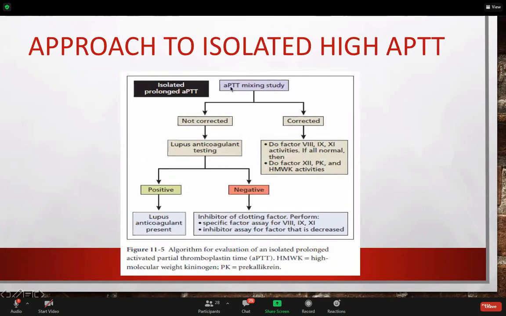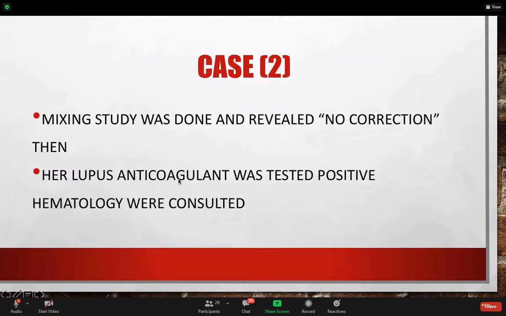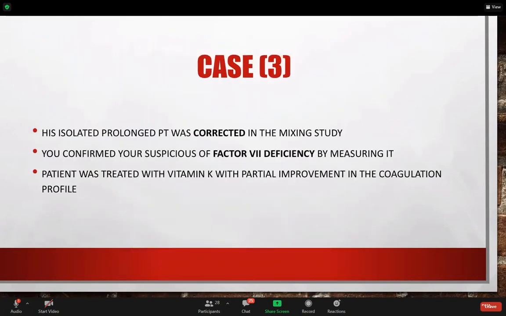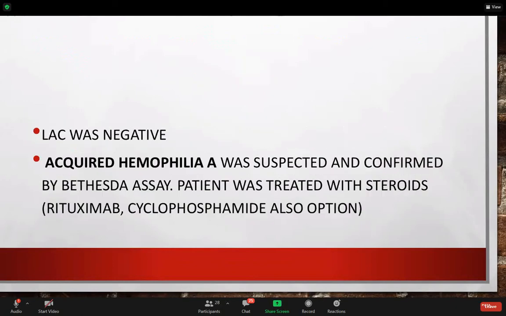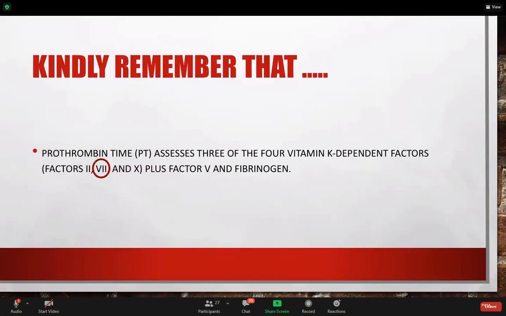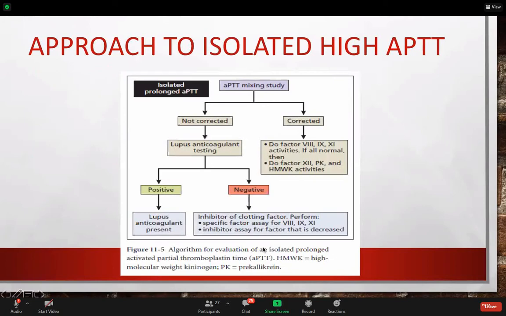So she has a prolonged PTT. You did the mixing study, and it wasn't corrected. So now it's time to do lupus anticoagulant. For her, the lupus anticoagulant was negative. So if the lupus anticoagulant is negative, we do the rest of the assays.